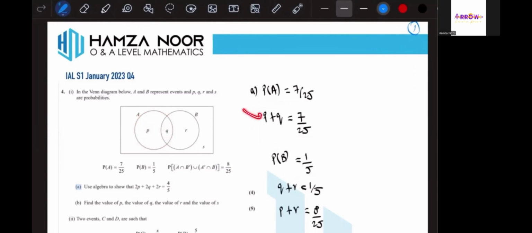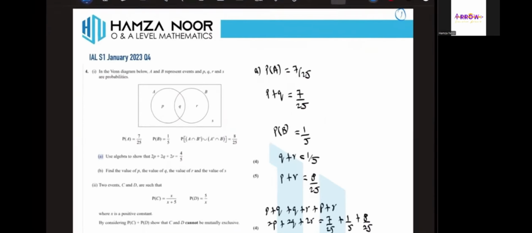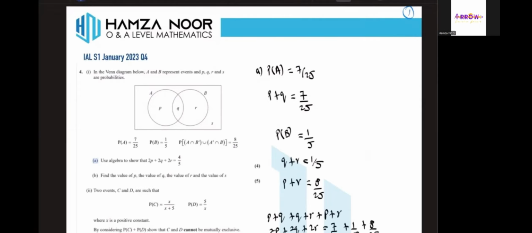We have obtained the first equation connecting P and Q, where P and Q are unknown right now. So P plus Q will be equal to 7 over 25. And as we know the probability of B, which is 1 over 5, and B means Q plus R. We have two values over here, Q and R. When Q and R are added together, they give us the probability of event B. So we can say that Q plus R is equal to 1 over 5.